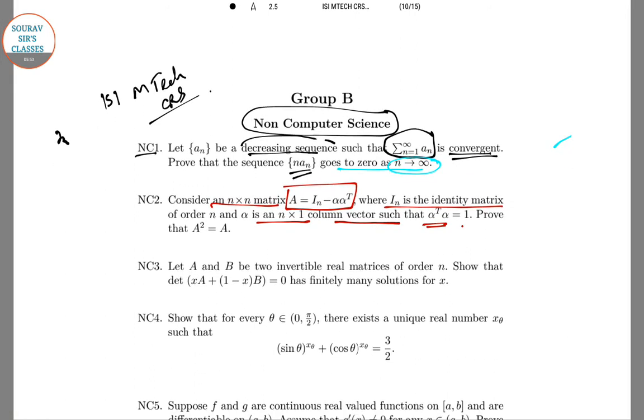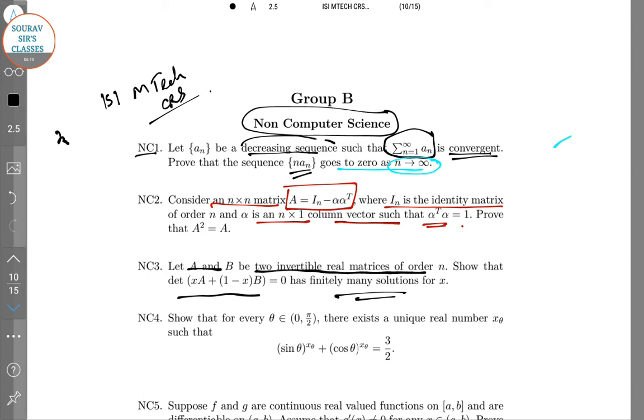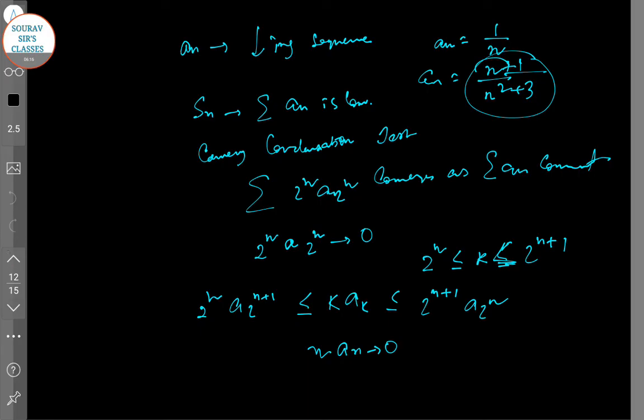Here they are talking about A and B being two. Remember that these are smaller proofs, not like the math or MSQMS type bigger proofs. So A and B are two invertible real matrices of order n, so that the determinant of xA plus (1 minus x)B has finitely many solutions. So solution based structures are very common here.